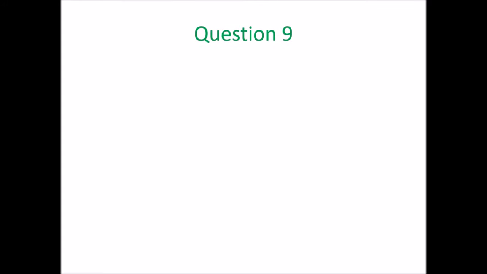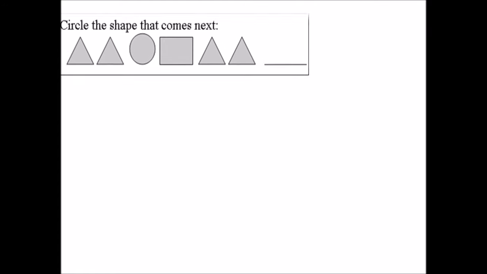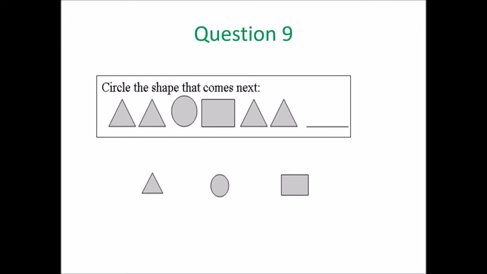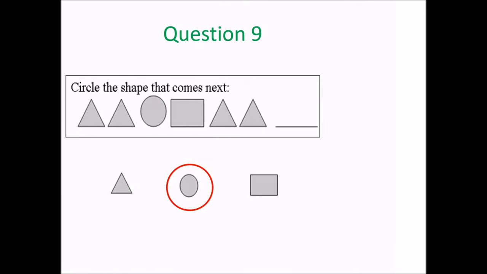Question 9. Circle the shape that comes next. Circle it. Let's go. Here, the circle would come next. Very good.